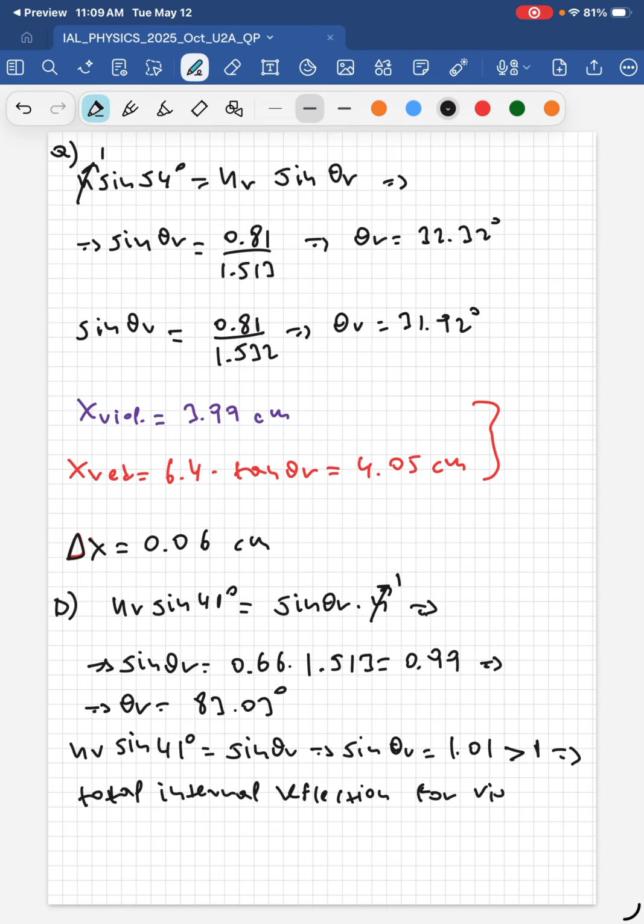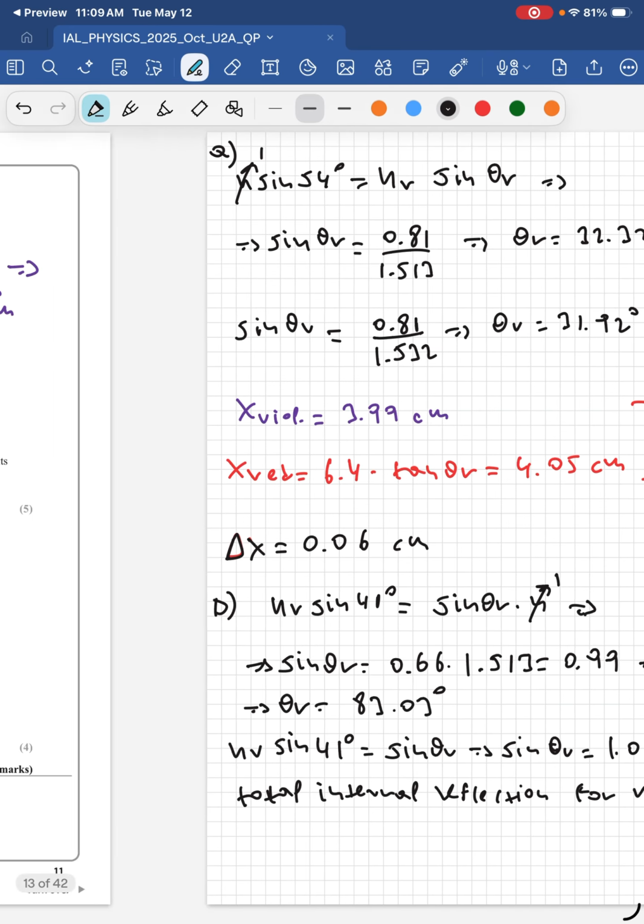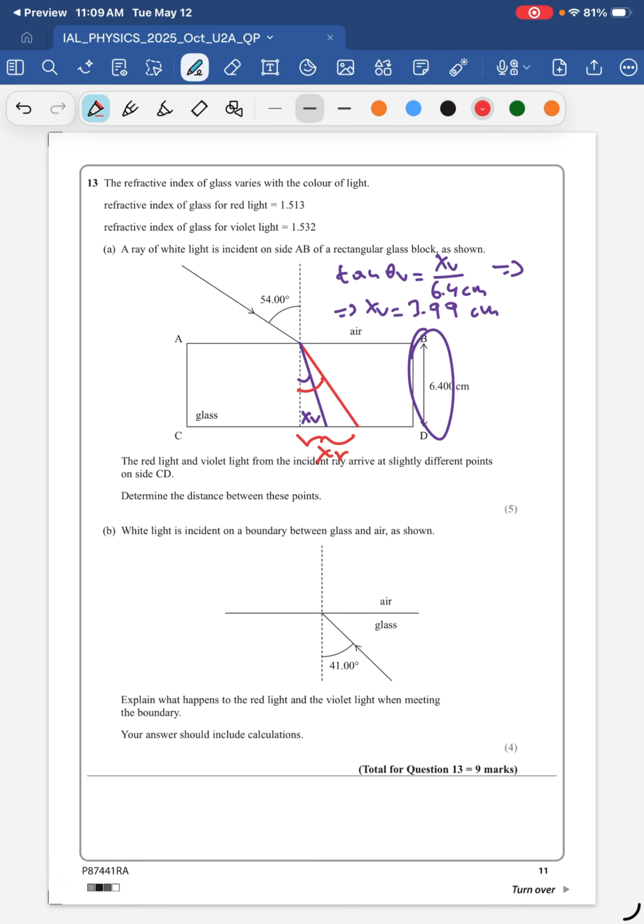reflection for violet. Okay, so if we draw the lines, we will have red flying off in this direction, maybe here. So that will be 83.03 degrees. And then for violet, we will get this reflection, and this will be 41 degrees. All right, so this was question 13. Let's move on to the next question.